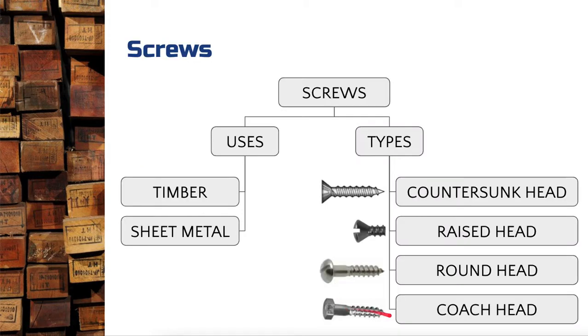Then if we're thinking about the coach head, it's basically a little hex screw. You can use your socket set there to put these in. Again, you can see how deep the thread is there when you compare it to the raised head or the countersunk examples we've got here. And again, part of the shank that doesn't have thread on it. So they're the four main types we'd refer to.